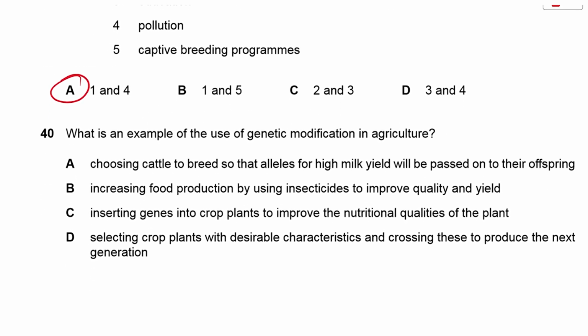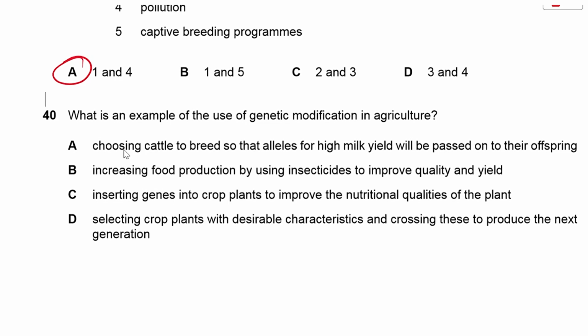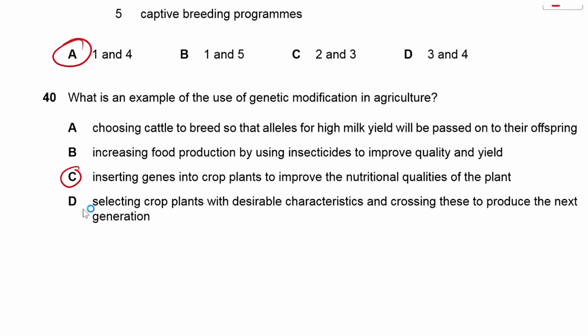Number 40 says, what is an example of the use of genetic modification in agriculture? Okay, so choosing cattle breed so that alleles for high milk yield would be passed on to their offspring; increasing food production by using insecticides to improve quality and yield; inserting genes into the crop plants to improve the nutritional qualities of a plant; selecting crop plants with desirable characteristics and crossing these to produce next selection. So we are talking about genetic modification. It's more like we are using the genes or modifying the genes to get what we want. And this is choice C. Choice D here is talking about artificial selection. So our correct answer is going to be choice C.